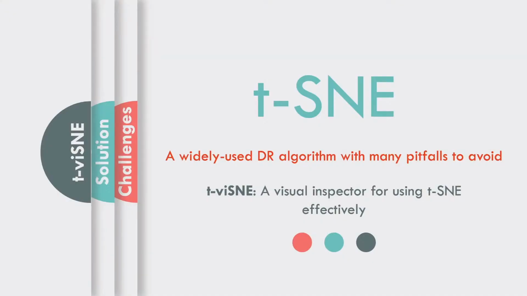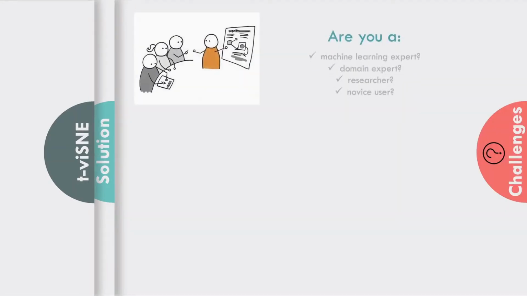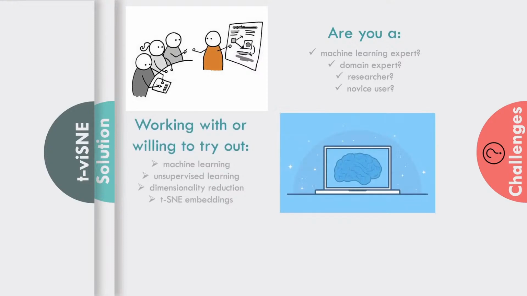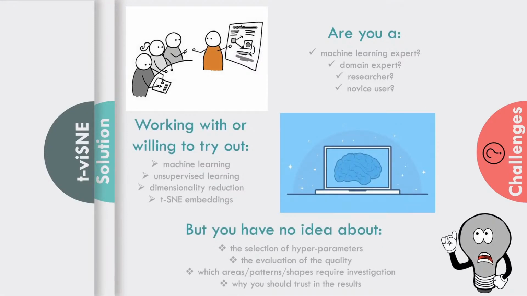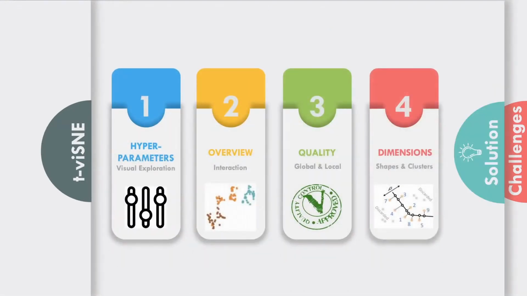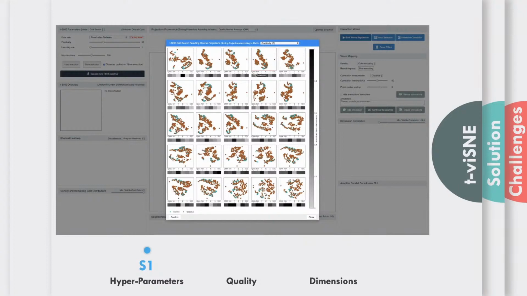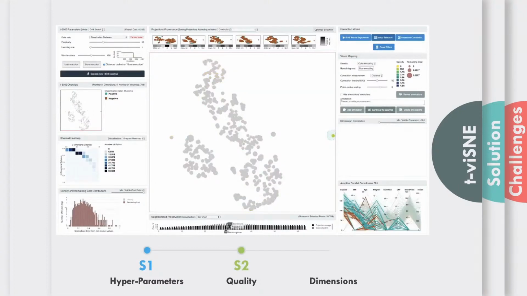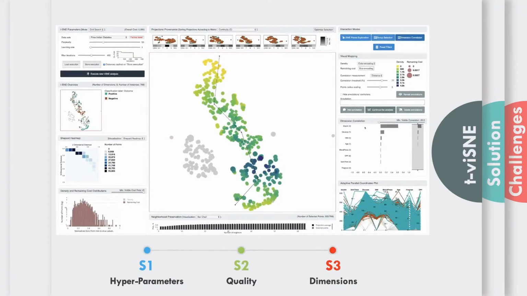It is common for users to struggle to understand how to effectively use TS&E. No idea how to select hyperparameters, assess the quality of the results, investigate the existence of shapes and other patterns. TVS&E covers all these tasks. We provide diverse projections to choose from, global and local quality assessment, investigations of shapes and patterns, and more.